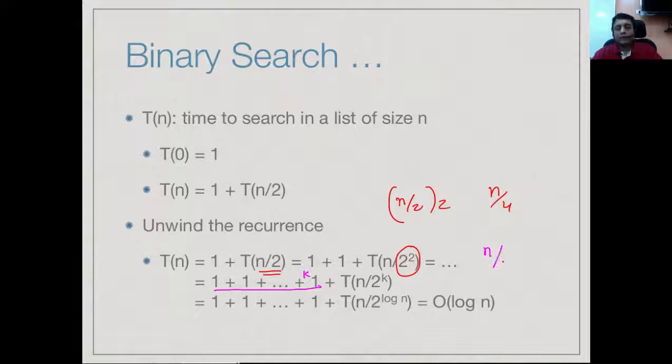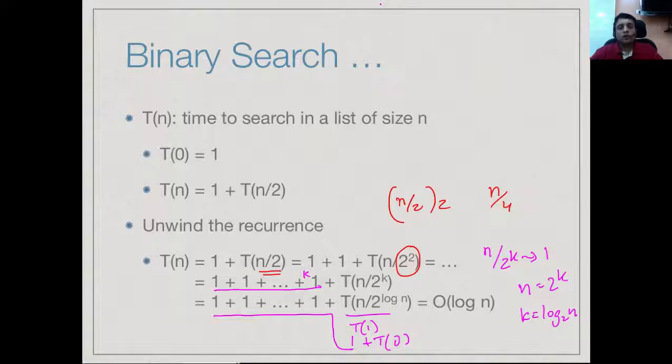Now when n by 2 to the k becomes 1, at the next step I'm going to get T of 0. So when does this become 1? When n is 2 to the k. In other words, when k is log 2 of n. So when I get log 2 of n, then this has become T of 1. And at the next step, this is going to become 1 plus T of 0. So this is going to be log n ones, and so overall the complexity of binary search is just order of log n. So we have gone from a linear search in the case of an unsorted array to a logarithmic search in the case of a sorted array.